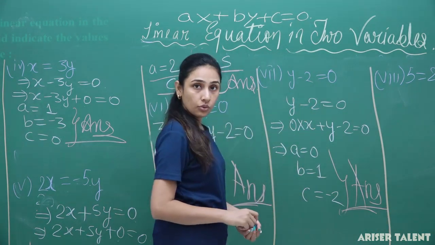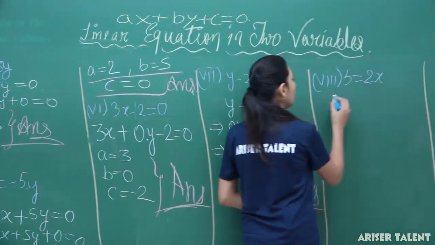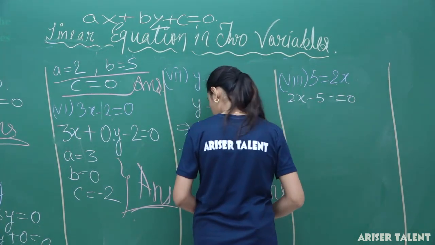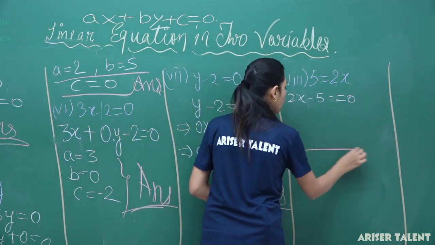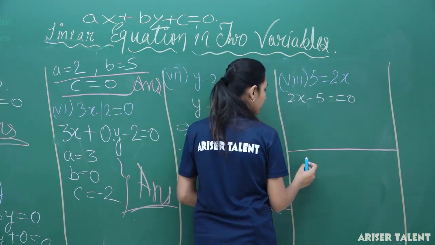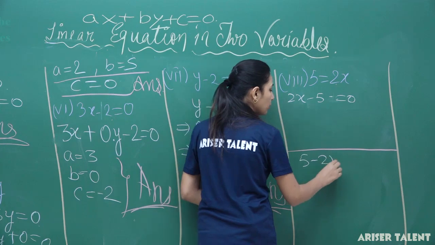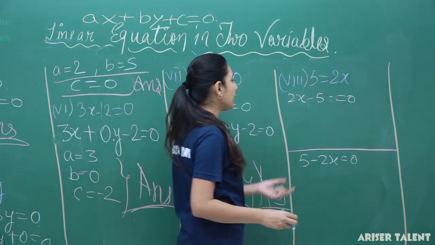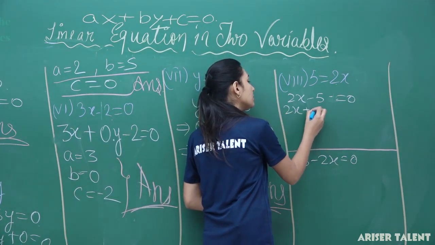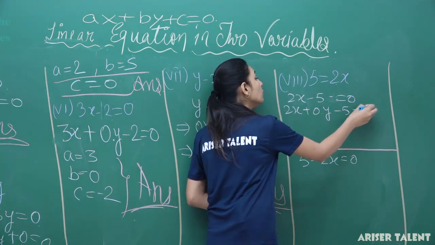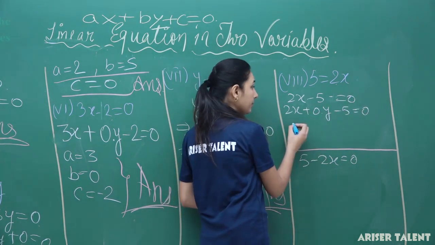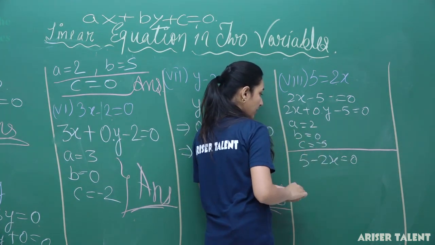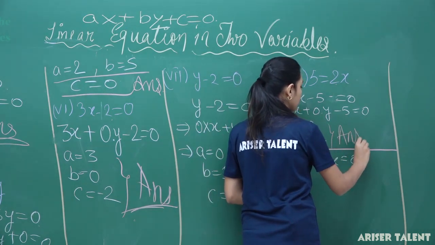And the last one, students, now you know how to do it. So, do it even before me. So, 2x minus 5 equals to 0 it is. Or you can do it in one more manner, like 5 minus 2x equals to 0. If 2x minus 5 equals to 0 is your method, that will become 2x plus 0 multiplied by y minus 5 equals to 0. Now that will be a equals to 2, b equals to 0 and c equals to minus 5. That will be your answer, right or wrong?